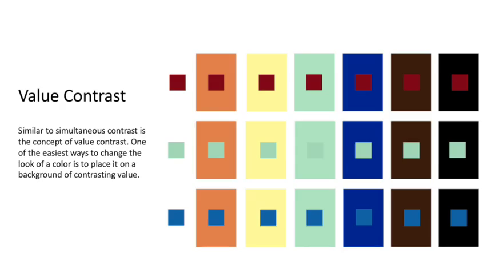Closely related to simultaneous contrast is the concept of value contrast. One of the easiest ways to change the look of a color is to place it on a contrasting background. Colors may appear very different depending on the background they are placed onto or next to, as seen here. Placing a hue on a dark background isolates it and makes it appear lighter. It also makes the lighter hue appear larger. Conversely, placing the same colored hue on a light background makes it look darker and smaller. However, there's no reaction if the background and the foreground colors are of equal value. There must be contrast between hues to achieve this effect.